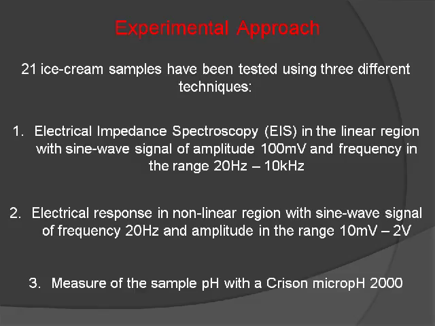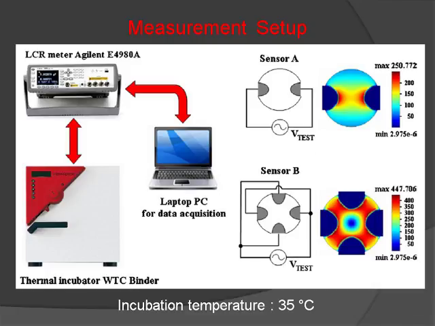pH measurements have been performed by means of a Crison MM 2000. The instrument has been calibrated before each measure using standard buffer solutions featuring pH 4 and 7 respectively. The setup used for the experiments is illustrated in the figure. The product samples are incubated in a thermal chamber providing the target temperature of 35 Celsius degree with an uncertainty of 0.1 Celsius degree. Electrical characteristics of the sample are measured with an LCR meter Agilent E4980A, controlled with USB interface by a PC system that is also used to acquire measured data and further data processing.